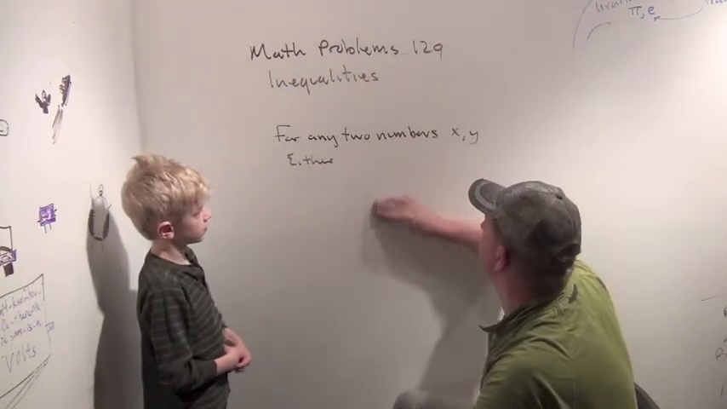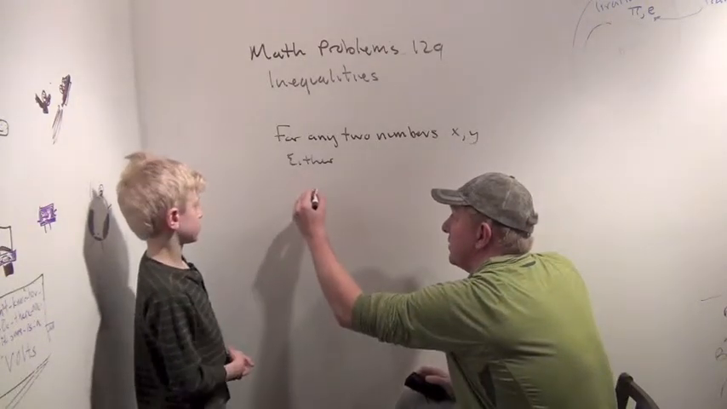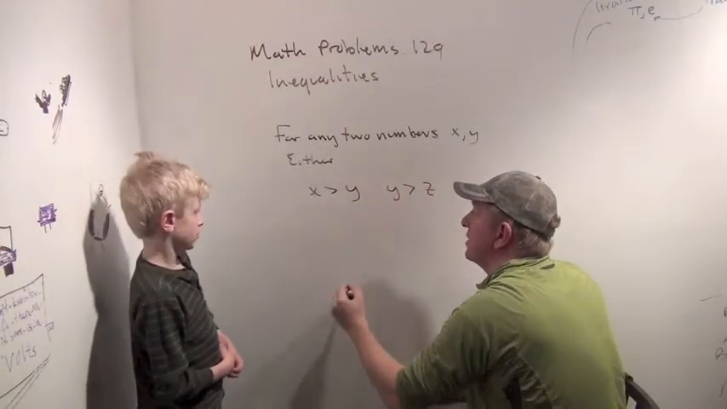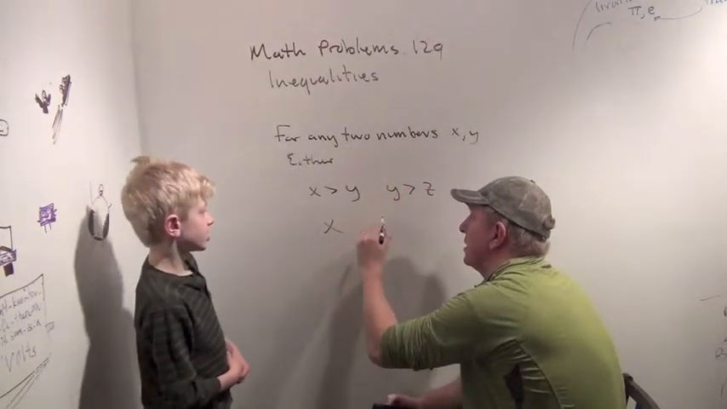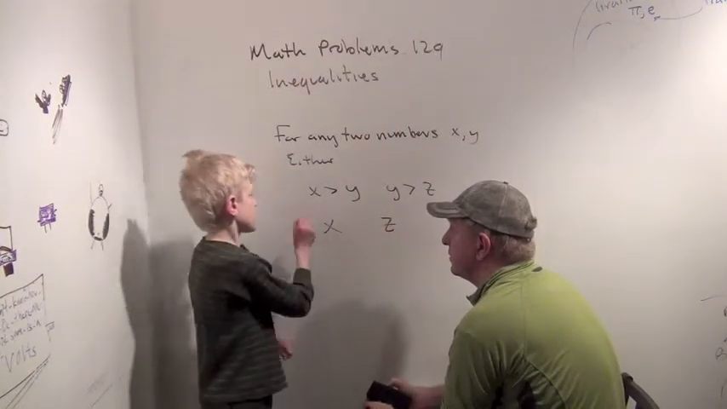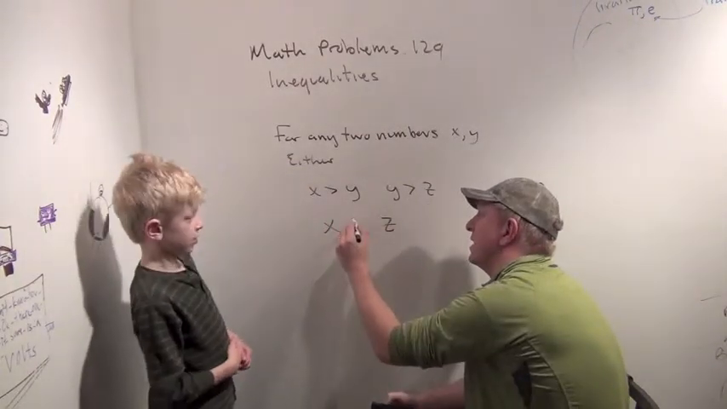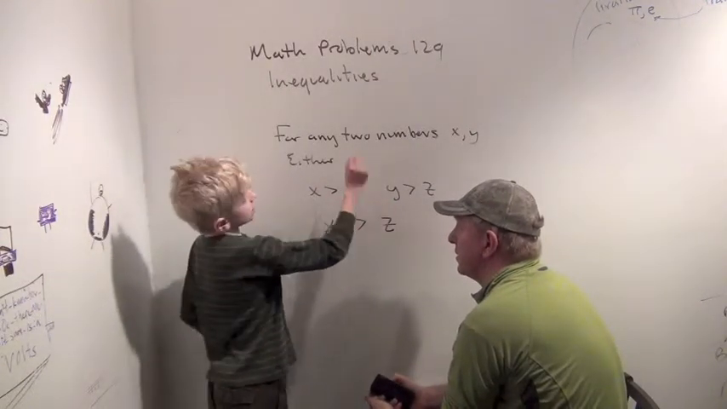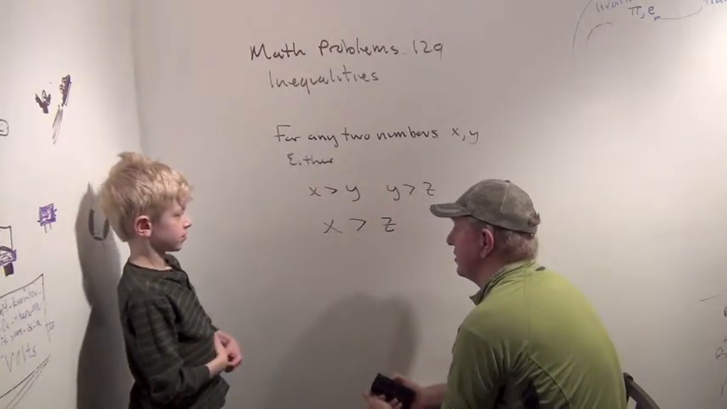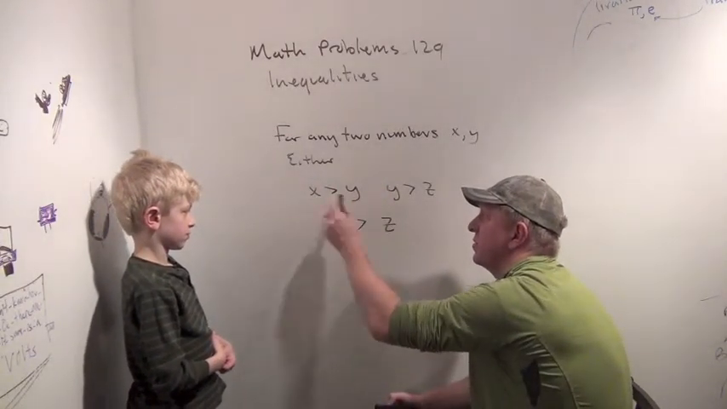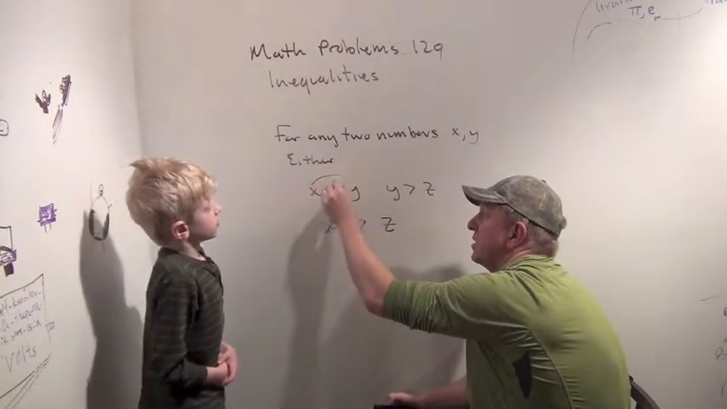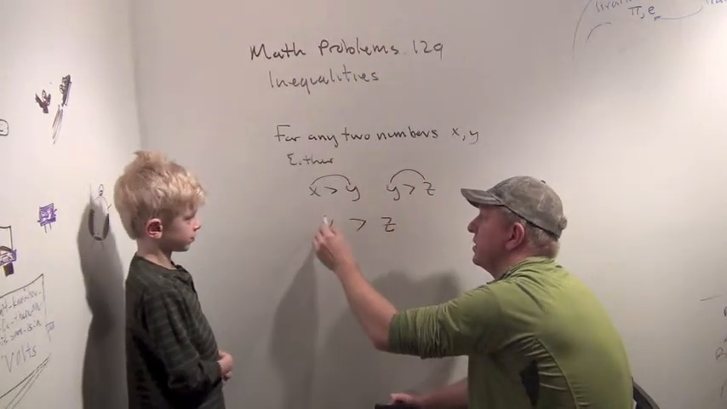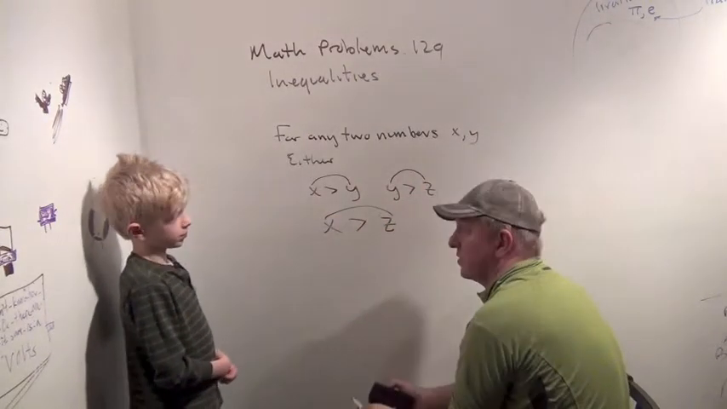And there was a nice example in the book with three numbers. If x is bigger than y, and y is bigger than z, what can we say about x and z? X is bigger than z. Why is that? Because x is bigger than y, which is bigger than z. We get smaller going to y, and then even smaller going to z. So we know that x is bigger than z. We have to get smaller to go from x to z.